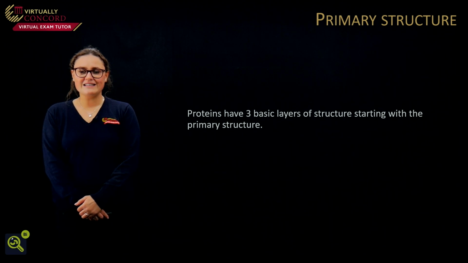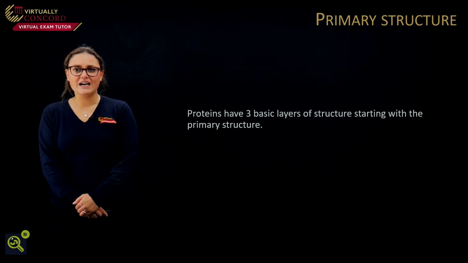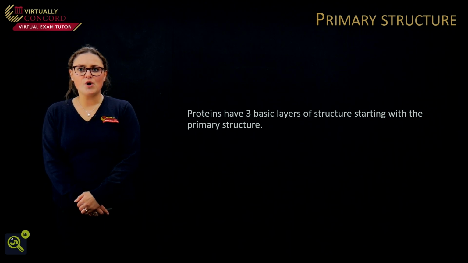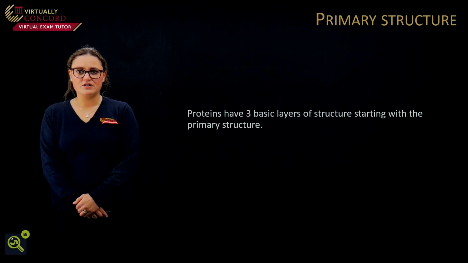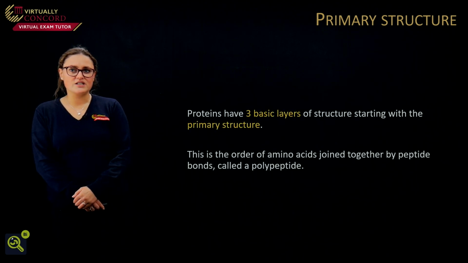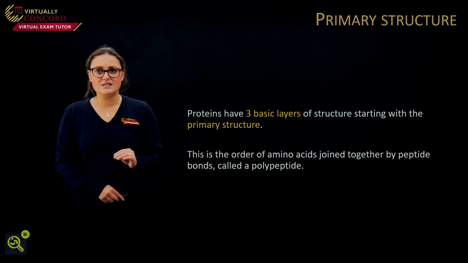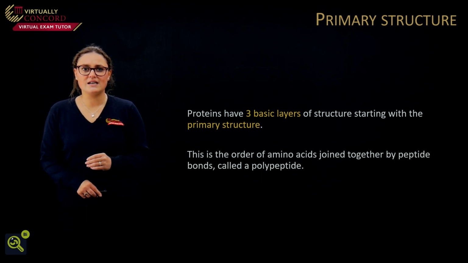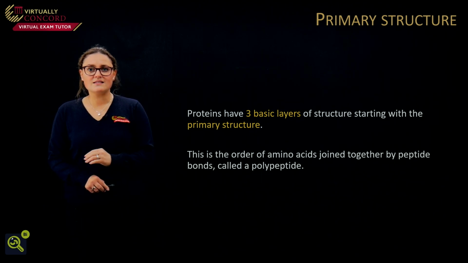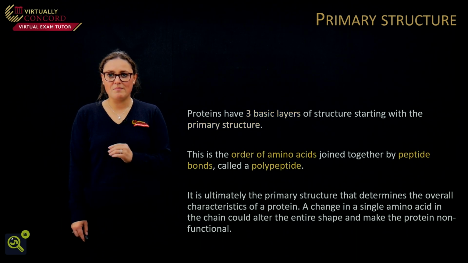Proteins have three basic layers of structure, starting with the primary structure. We then move up through the secondary and the tertiary, with more complex proteins having a quaternary structure. Your primary structure is basically the order or the sequence of amino acids joined together by peptide bonds. This long chain is called a polypeptide.